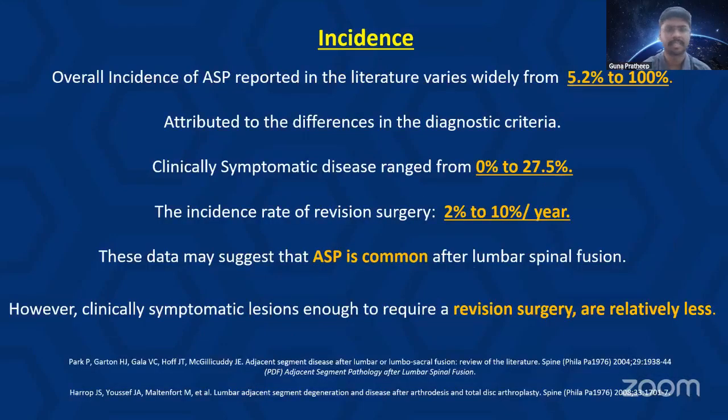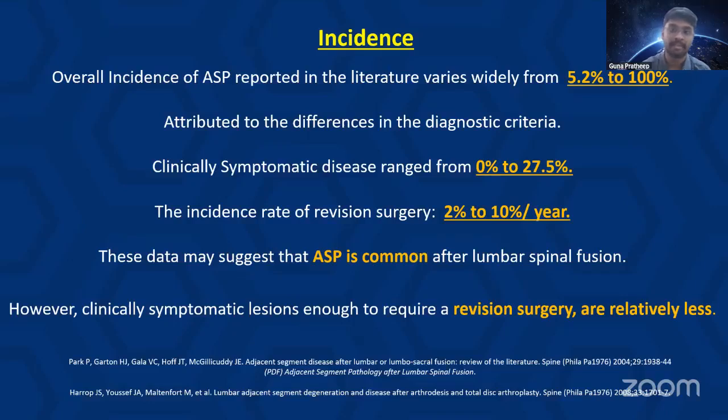Coming to the incidence of adjacent segment pathology, if you take the literature, it's wide and vast, varied literature evidence showing the incidence. As you can see, it ranges from 5% to almost 100%. The cause for this variability is the varied definitions across different studies, and also the overlap between adjacent segment degeneration, which is a radiological entity, and adjacent segment disease, which is a clinical entity itself.